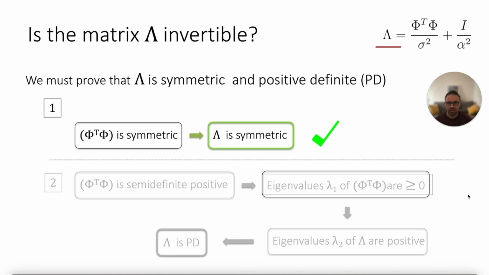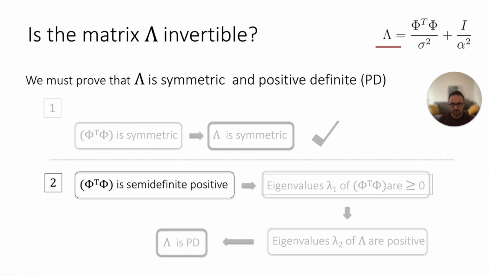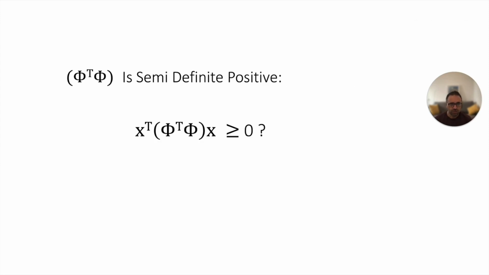Okay, that was easy. Now let's start with this part of the sequence. How we prove that phi transpose times phi is semi-definite positive. In general, to prove that one matrix is semi-definite positive, we need to calculate the dot product of any vector and use this matrix in the middle. It's like to dictate the way we're doing this dot product. If we get a greater or equal 0 result, it means that the matrix is semi-definite positive.